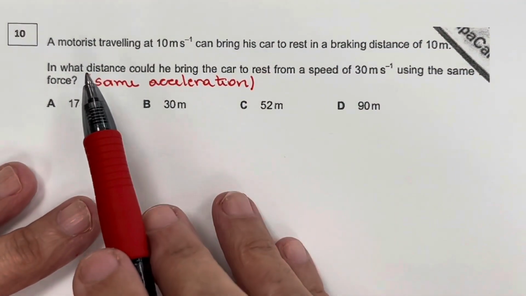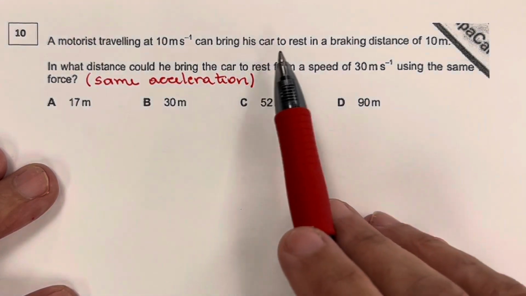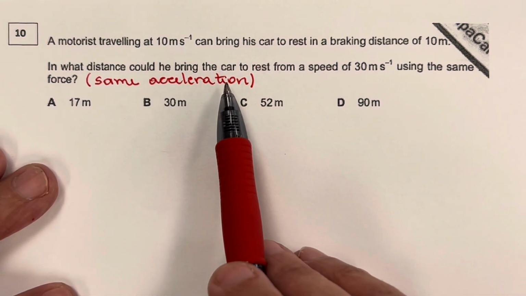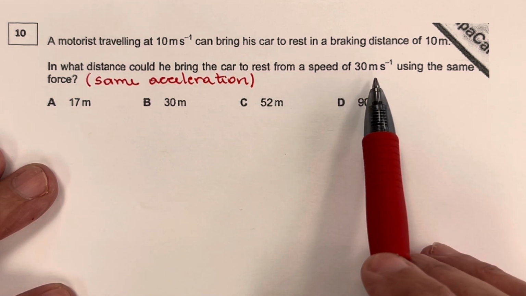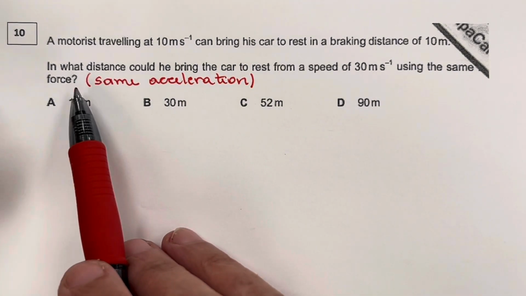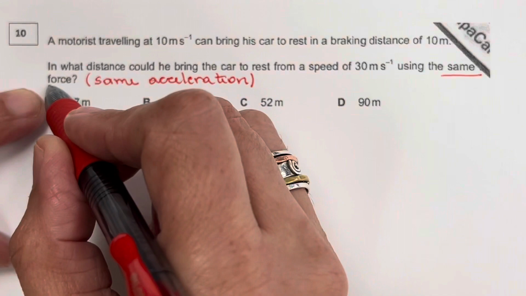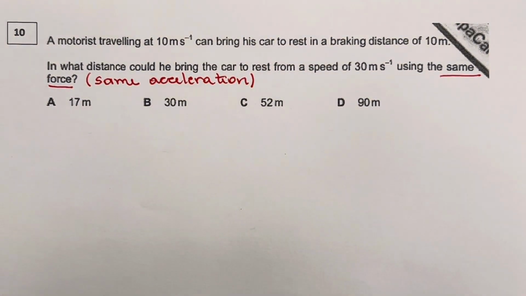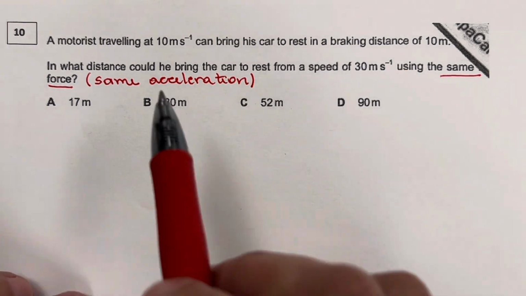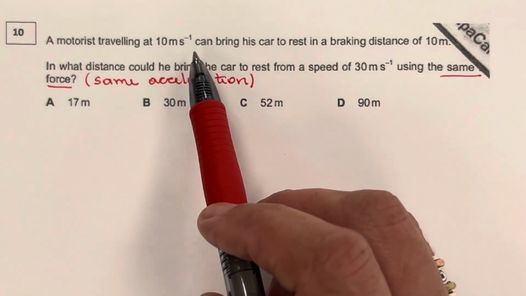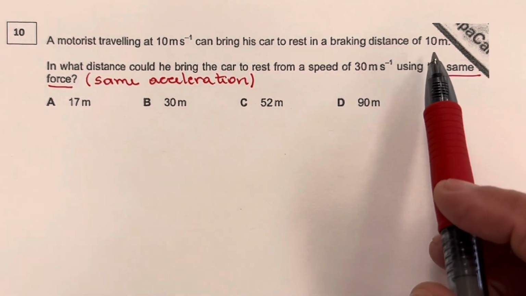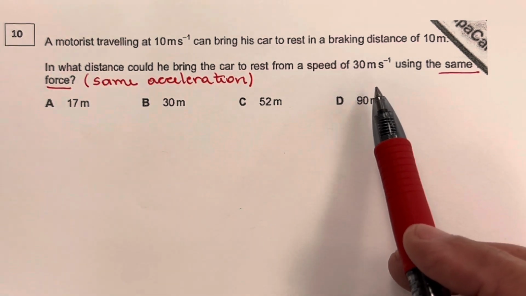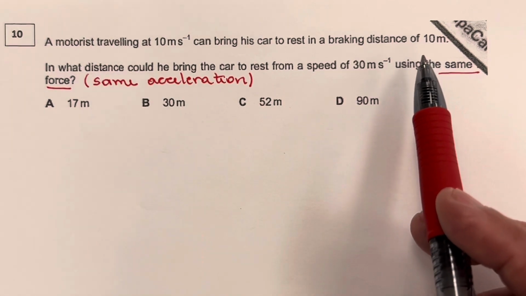Question number 10. A motorist traveling at 10 meters per second can bring his car to rest in a braking distance of 10 meters. In what distance could he bring the car to rest from a speed of 30 meters per second using the same force? When you see same force, it means the same acceleration. So what do part 1 and part 2 of this problem have in common? The same acceleration. In part 1, it's going with this velocity and can bring his car to a stop after 10 meters. In part 2, he's using a greater velocity and the same acceleration from part 1, so what will be the distance in which he stops his car?